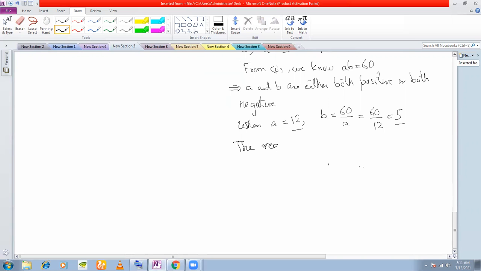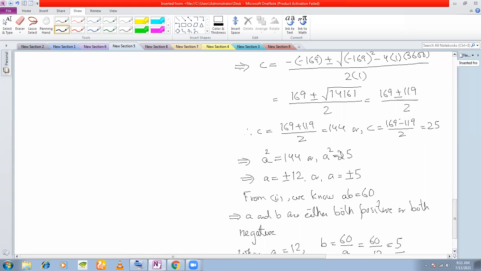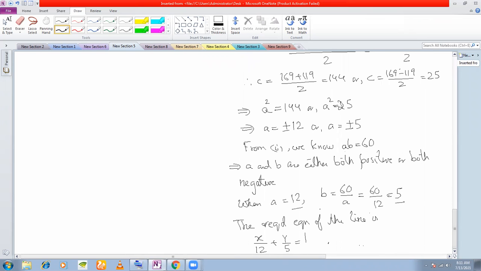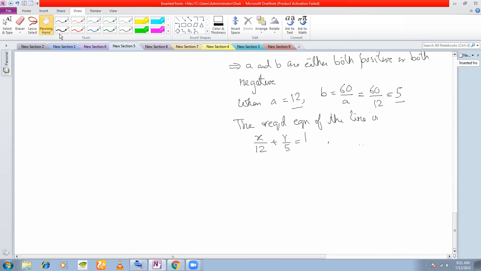The required equation of the line is x by A plus y by B is equal to 1. This is the first case. There can be another case. See, A is equal to either plus 12 or minus 12, or plus 5 or minus 5. We have considered A is equal to 12. Now we'll consider A is equal to 5.